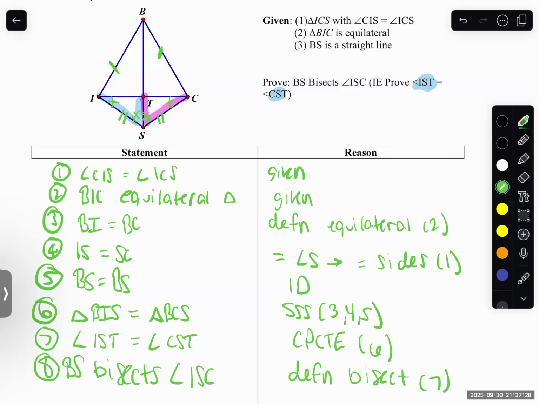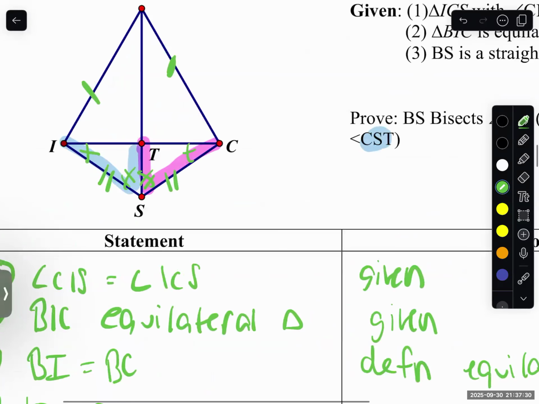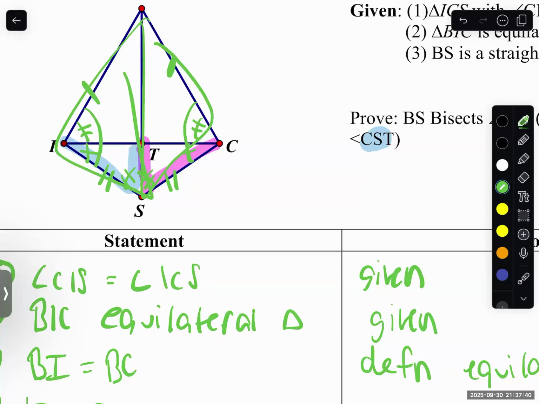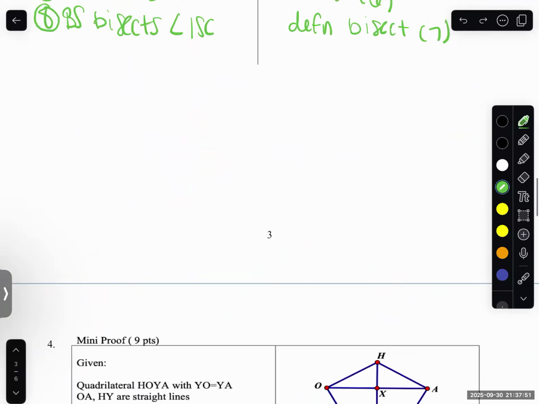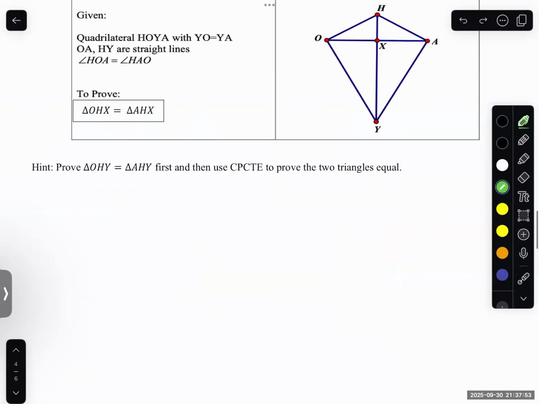Now, there's another option you could do. You also could have said these angles are equal by equal sides, equal angles, and then done equal plus equal here and proven these triangles equal by SAS. I think SSS is a little easier here. But if you did it that way, it's also a viable option. Great. Here's the fun one.